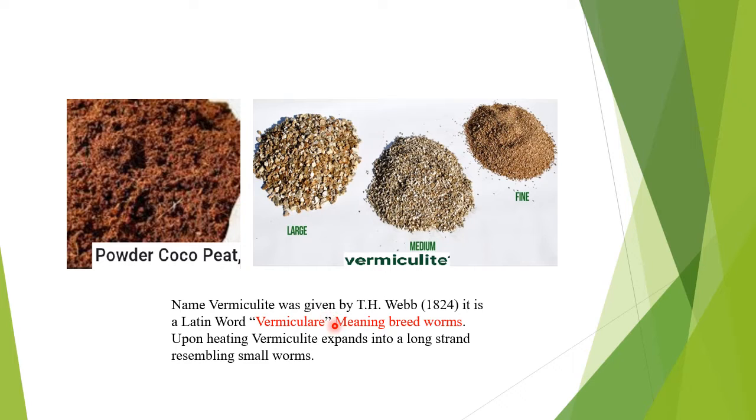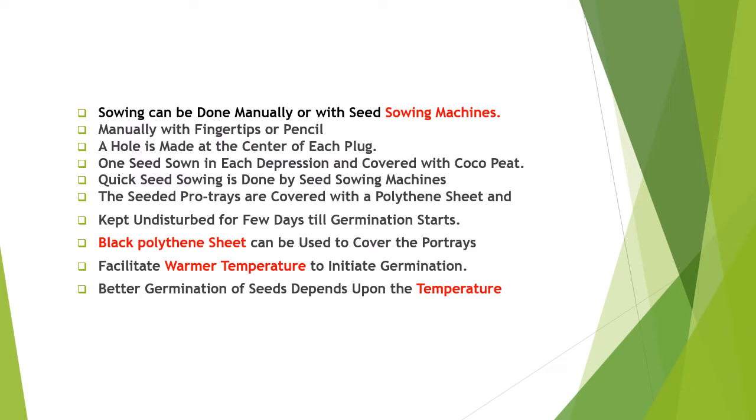Vermiculite was named by T.H. Webb in 1824. It's from the Latin word vermiculare, meaning to breed worms. Actually, upon heating, this material expands into long strands resembling small worms. That is why it has been given the name vermiculite. Otherwise, it is a natural mineral.